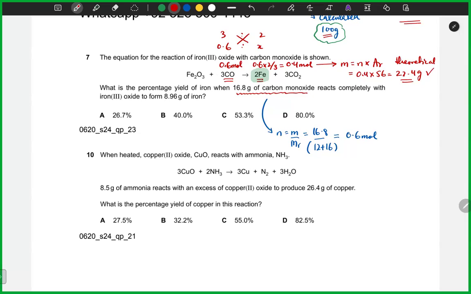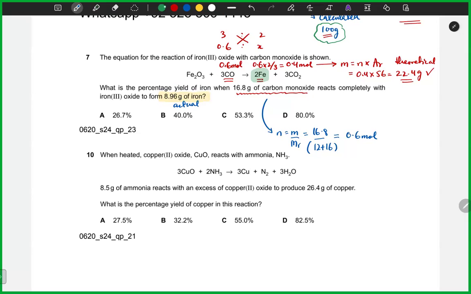This is the one that I've calculated, 22.4 grams, right? 22.4, yes. But what are we actually getting? What he has said is that we are getting 8.96 grams. So this is the actual. He did the experiment and found out that you're not getting that, you're getting this one. This is the actual.